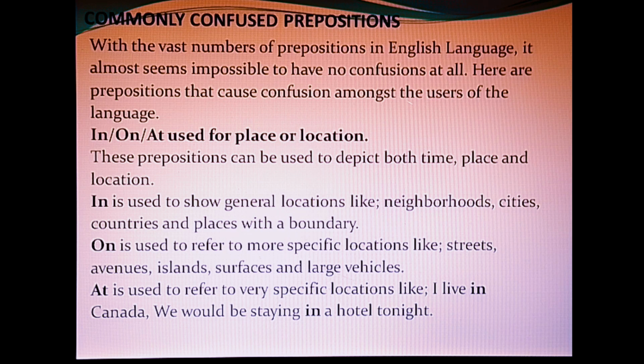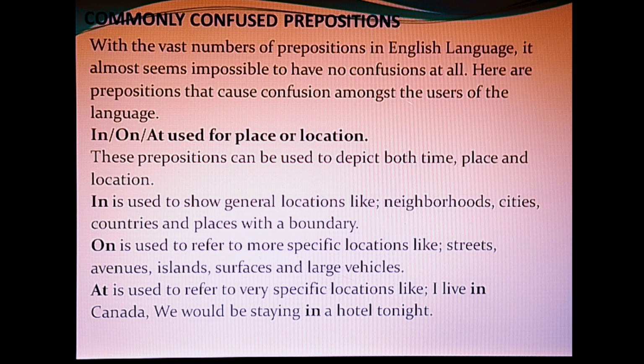While on is used to refer to more specific locations like streets, avenues, islands, surfaces, and large vehicles. These are all what the preposition on is used to refer to. And then we have at, used to refer to very specific locations. Like, I live in Canada, for example. We will be staying in a hotel tonight.